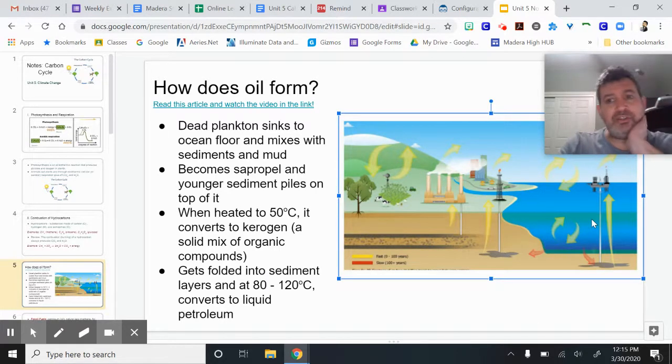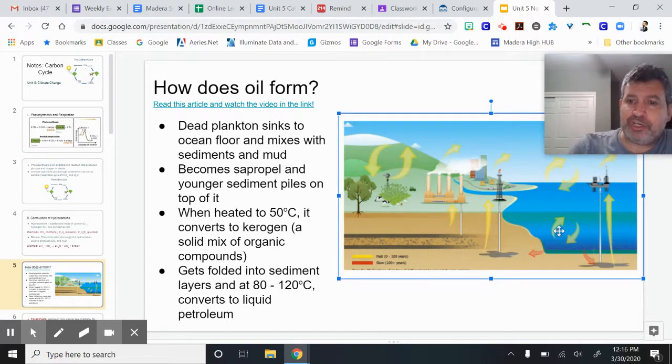When you look at this, it shows the steps here on the left, and it says dead plankton sinks to the ocean floor and mixes with sediments and mud. So in the ocean itself, plankton, the plant life is dying, falls to the bottom of the ocean, and it starts to mix with the sediments, the sand, and the mud that are down at the bottom of the ocean. Okay, becomes sapropel, and younger sapropel is just the beginning stages of the hydrocarbons forming.